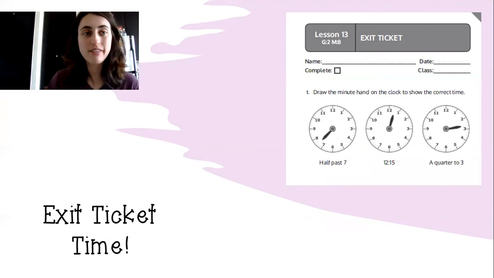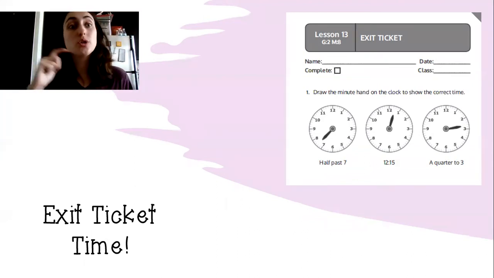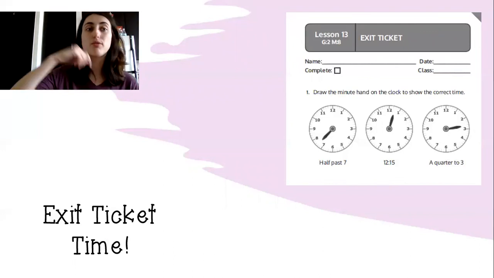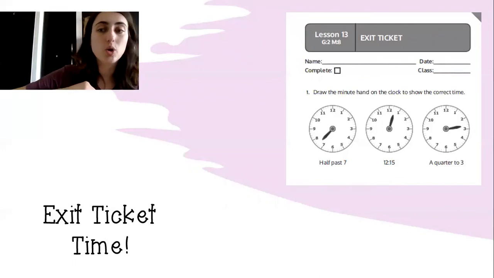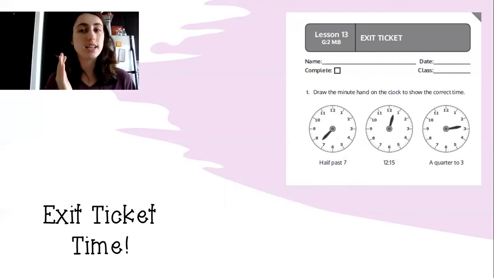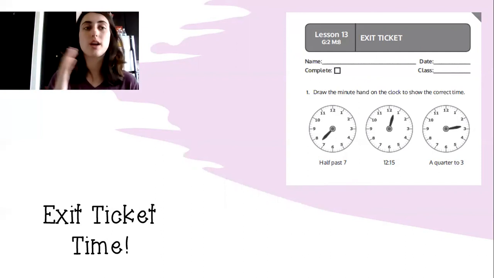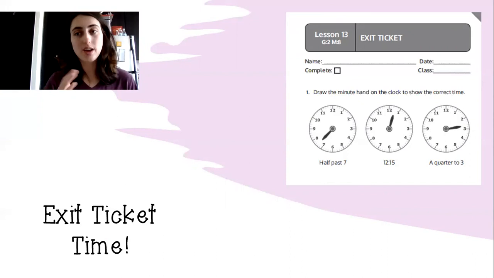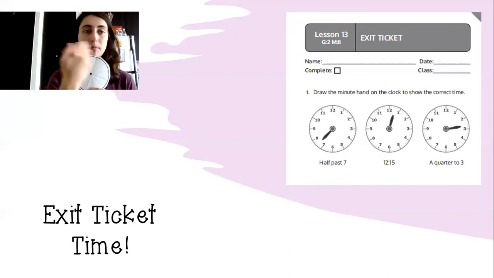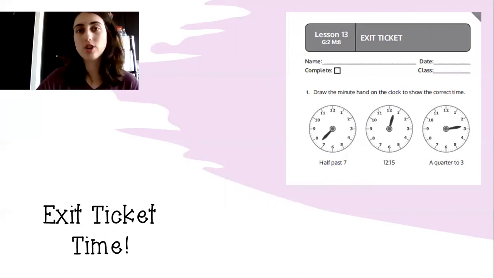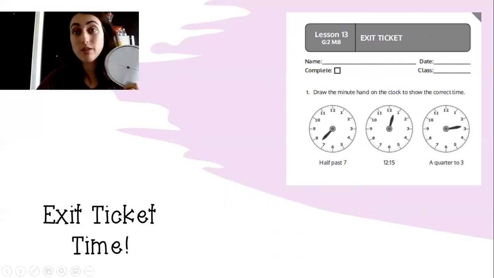So 7:30, 1/2. Think about 1/2. 1/4 to 3 is going to be before 3, a quarter until it hits 3, okay? So think about it, it's before 3. What would that be if it's 15 minutes? 15 minutes before 3. All right, go ahead, try your best. We will keep working on time for the rest of this week.